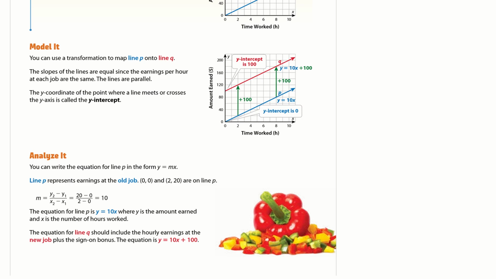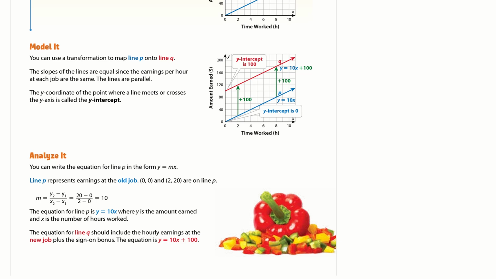We're still kind of talking about the same problem. From the model it says you can use a transformation to map line P onto line Q. The slopes of the lines are equal since the earnings per hour at each job are the same, and the lines are parallel, right? So I think we mentioned last class that parallel lines are going to have the same slope. The y-coordinates of the point where a line meets or crosses the y-axis is called the y-intercept.